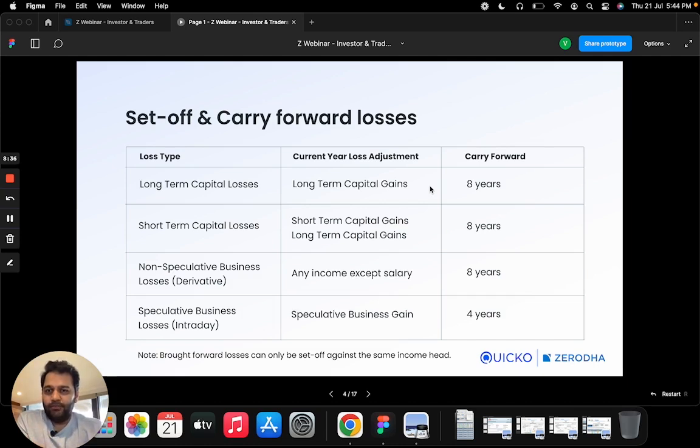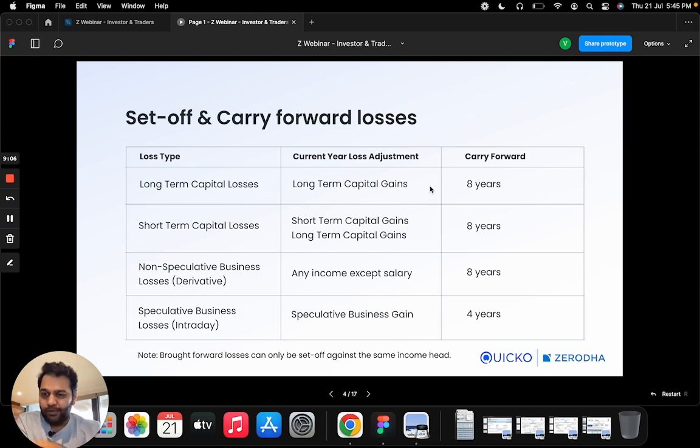So the first column is the type of loss in the current year. The second column indicates the adjustment or set off of those losses and the rules around it. And the third column indicates just in case you were not able to set them off in the current year, why would you not be able to set it off? Just in case you did not have any other income or gains against which you can set it off, then you have to carry it forward.